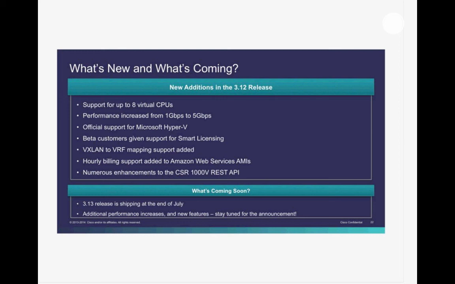The hourly billing that I talked about on AWS, on Amazon, that was just introduced in the 3.12 release. Prior to 3.12, we just had a bring your own license model in Amazon. And in 3.12, with every other release, we continually improve the REST API that I talked about at the beginning of the presentation. I can't list out all the features here because it would take up the whole slide, but each release we keep enhancing the REST API, adding new features and functionality, based on feedback from our customers. So that's essentially the latest and the greatest. Keep an eye out for 3.13 in a couple weeks when it gets posted.